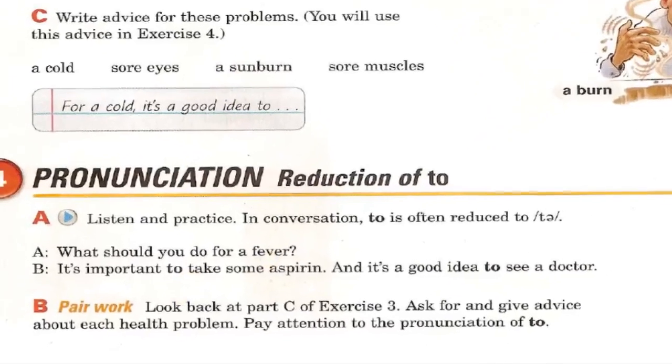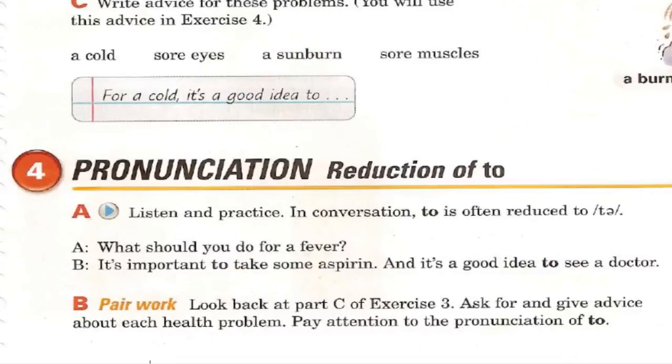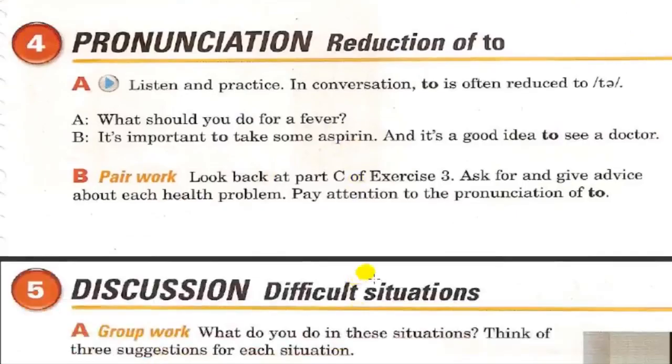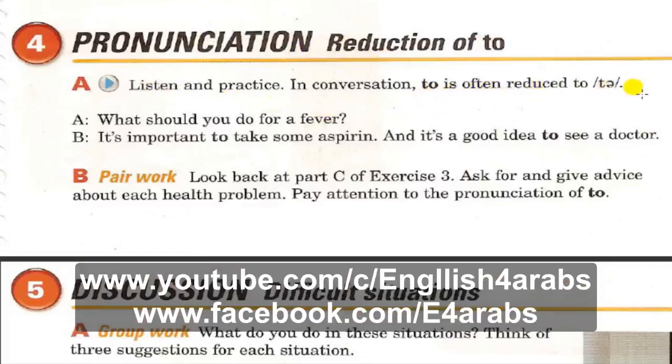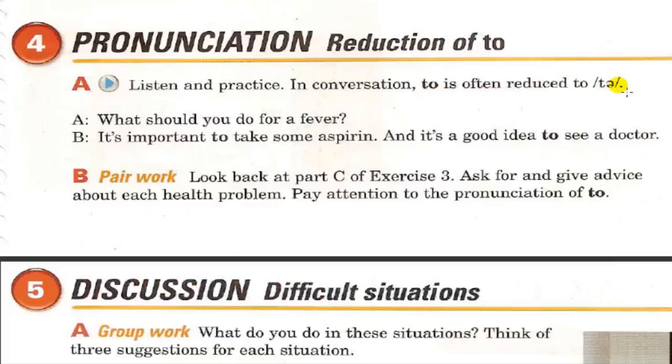Exercise number 4. Pronunciation. Reduction of to. To becomes t. Listen and practice. In conversation, to is often reduced to t. Let's start to listen.